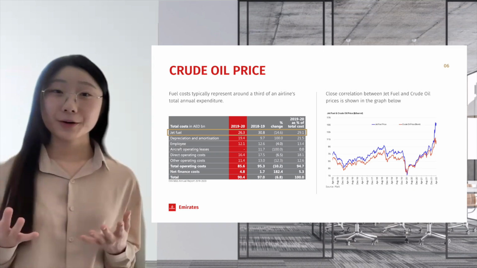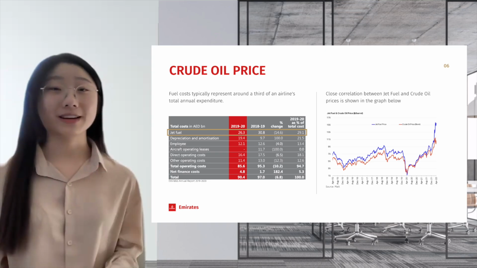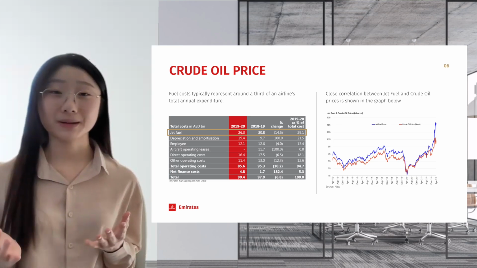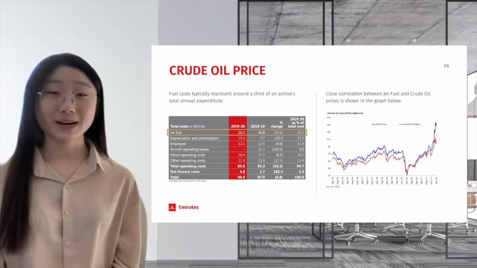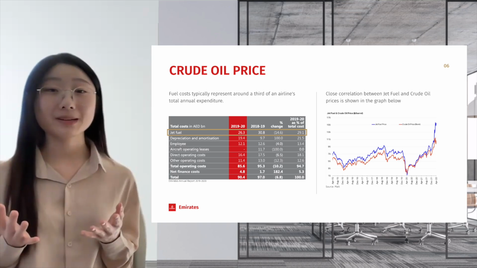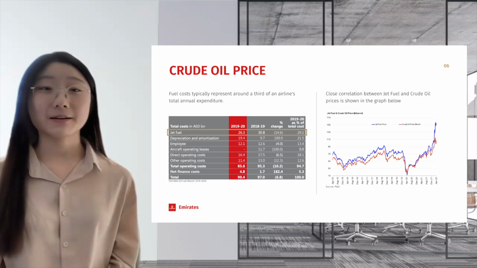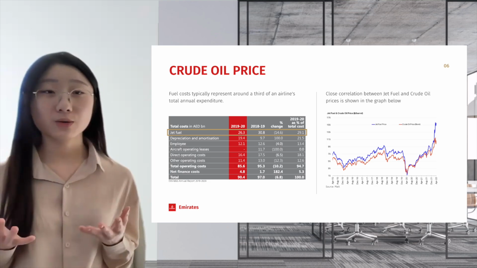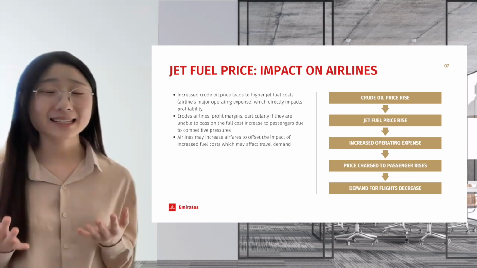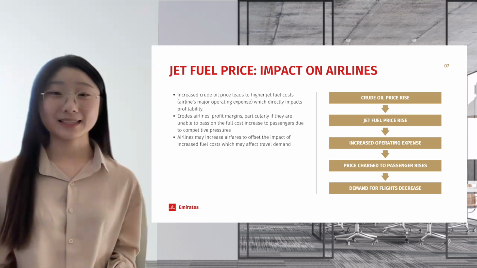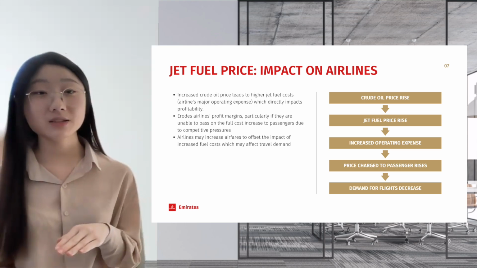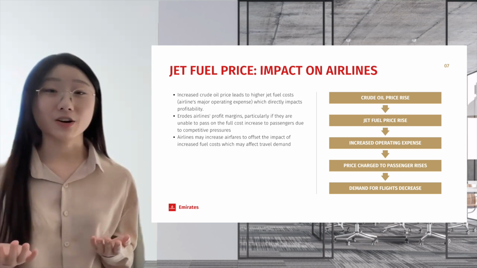Thanks, Daniel. Fuel costs typically represent a third of an airline's total annual expenditure, making it central to its financial performance, meaning that jet fuel price fluctuations can greatly impact their operating costs. And as jet fuels are primarily derived from crude oil, airlines face a financial risk exposure to crude oil price volatility. An increase in crude oil prices has a cascading negative impact on airlines. Prices charged to passengers could potentially increase, resulting in a decrease of flights if hedging instruments are not in place.